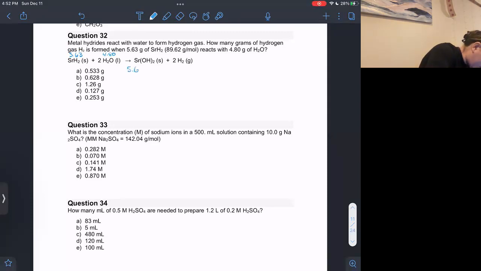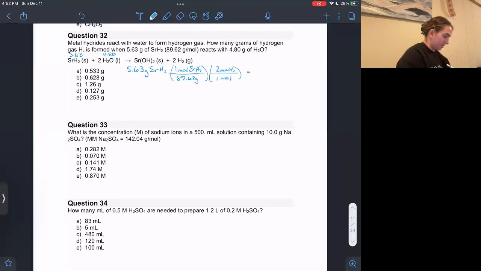So I have 5.63 grams of SrH2. 1 mole of SrH2 is 89.62 grams, and this has a 1 mole to 2 mole ratio with H2. That's 5.63 times 2 divided by 89.62. That's 0.1256 moles of H2.